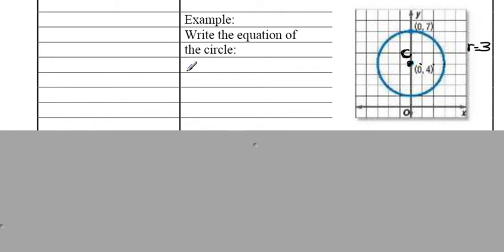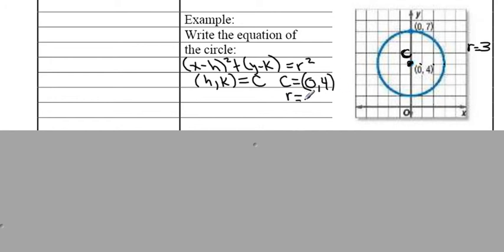And then I rewrite what the standard equation of a circle is. The equation is x minus h squared plus y minus k squared equals your radius squared, and h, k is the center point. Then I'll rewrite what my center point is. My center point is 0, 4. And then I need to write what my radius is. My radius is 3.